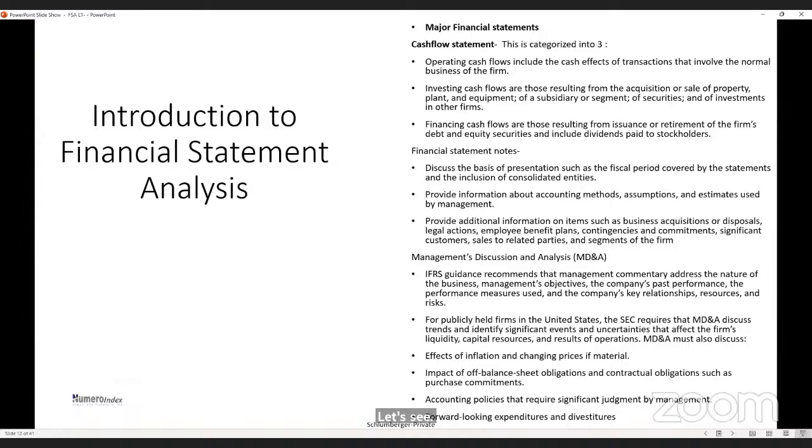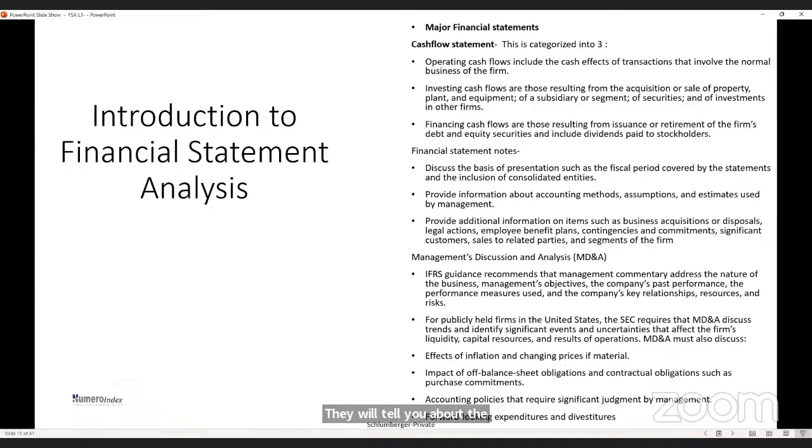All right. So financial statement notes are there. These are the notes that we talked about earlier. They give you the accounting assumptions that were used, the methods, and can even give additional information about acquisitions during the year, disposals, and so on, right? Then the MDA, that is your management discussion and analysis. They will tell you about the future, forward looking.